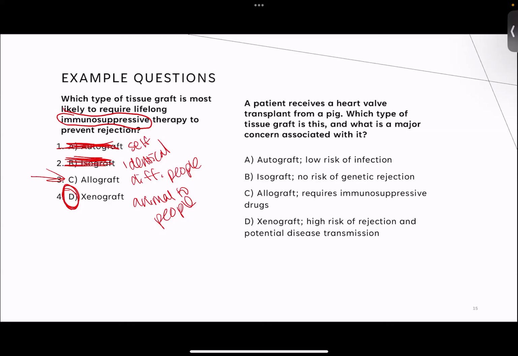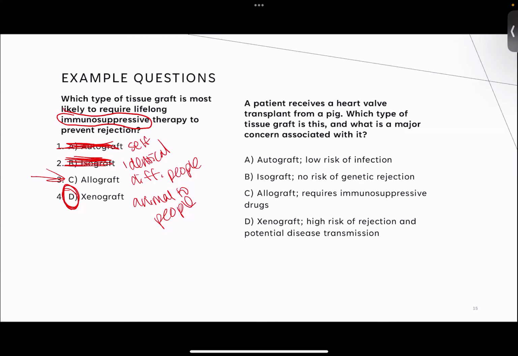But for animal to people, those are massive differences. So if you had an organ tissue graft from an animal to a person, the immunosuppression for maintaining something like that is going to be a greater concern. So xenograft is our answer for that one. That's the biggest difference between the donor and the recipient in those examples.